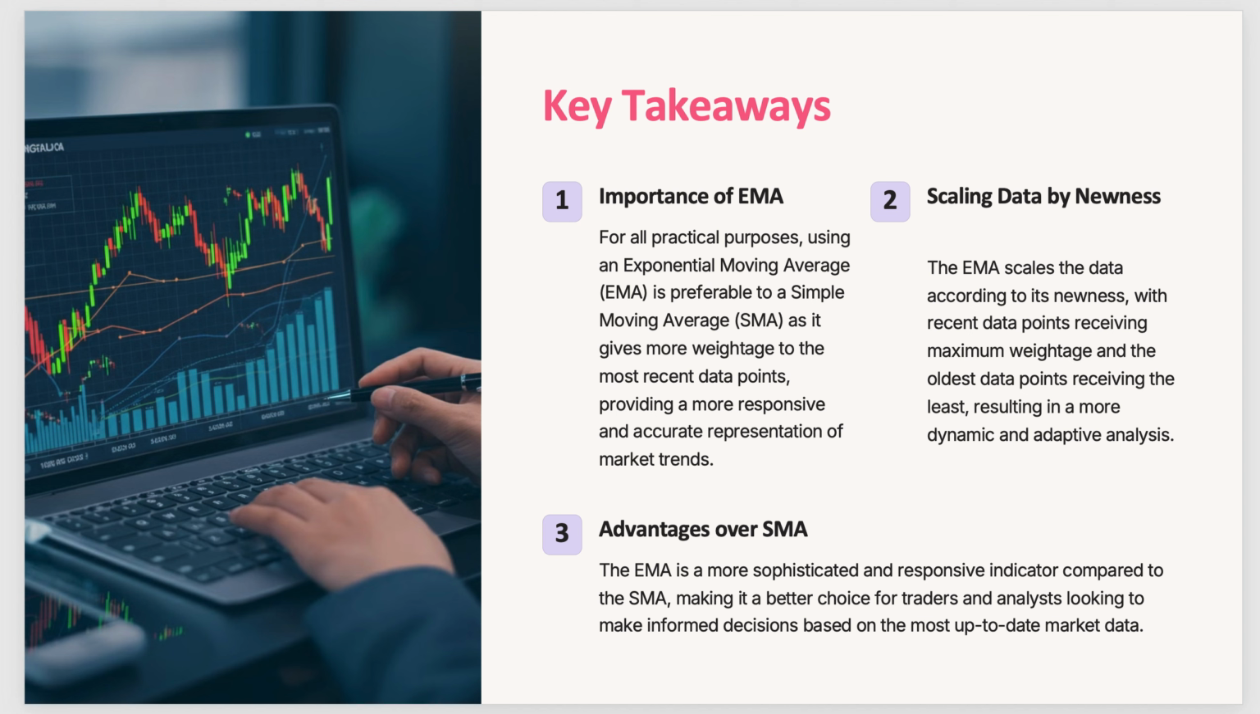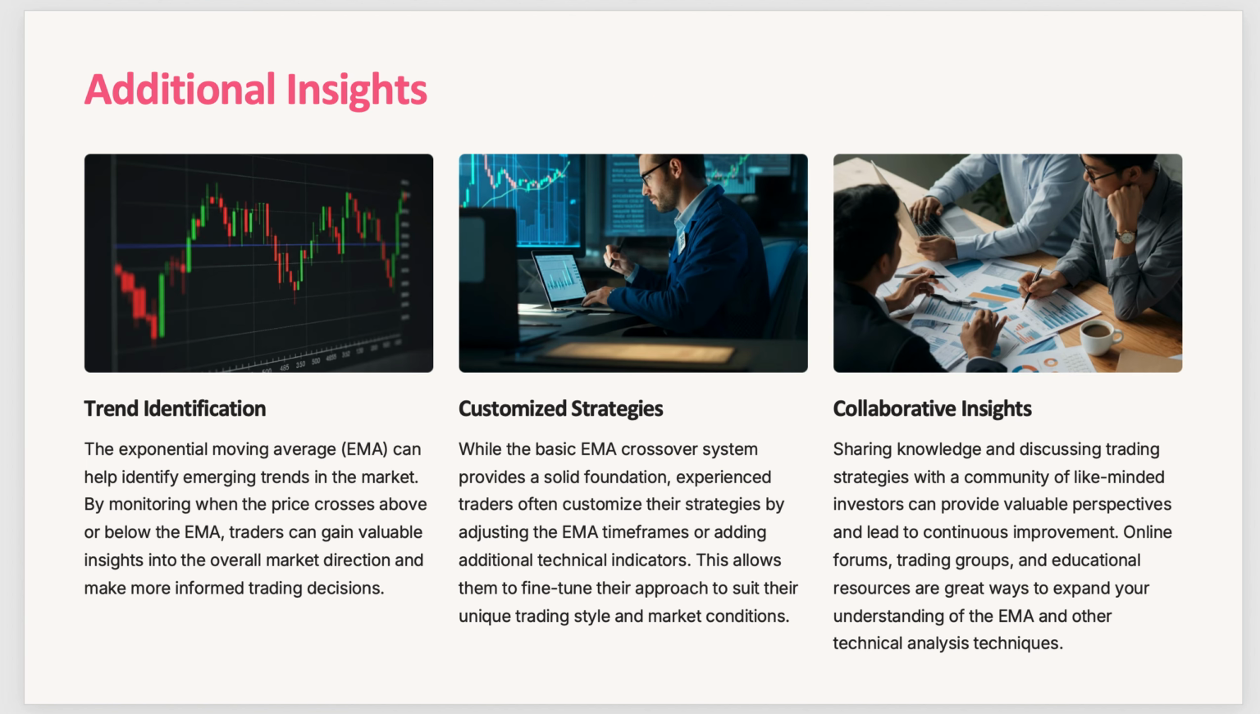Importance of EMA: for all practical purposes, since the exponential moving average is more weighted on the recent data and SMA is not, I would consider the EMA process. Scaling data by newness, so this is one good thing. Advantages compared to SMA: EMA has more advantages because of recent data consideration in trend identification. Compared to SMA, you can easily identify where the swing is happening. In some scenarios the difference between SMA and EMA could be more than 5 to 10%. So make sure you have that.